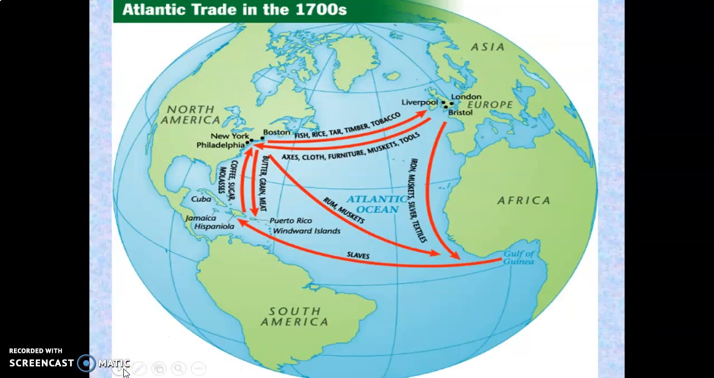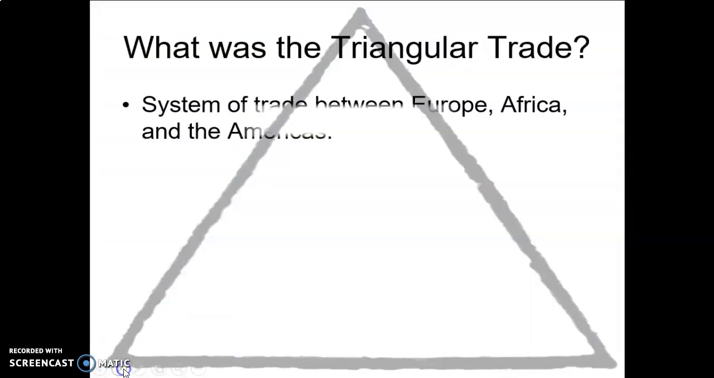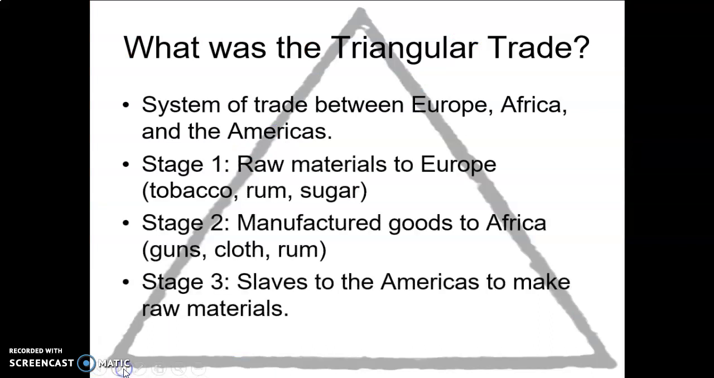There is an oversimplification of the triangular trade network. So here's what triangular trade is. And guys, this is very oversimplified, but it was a lot more complex than this. However, stage one, raw materials go to Europe: tobacco, rum, sugar. Manufactured goods go to Africa, like guns, clothing, cloth, and rum. Rum was a big one.